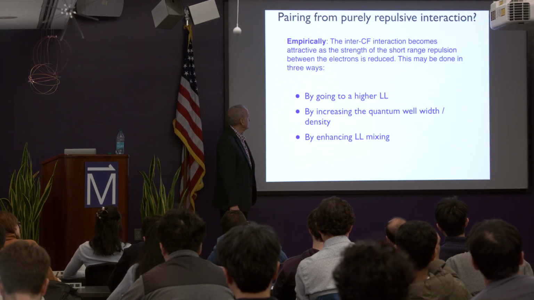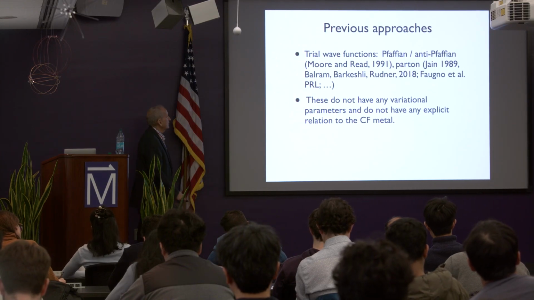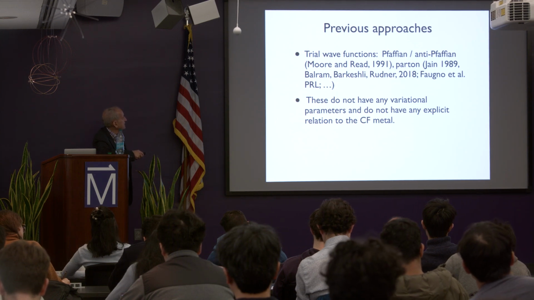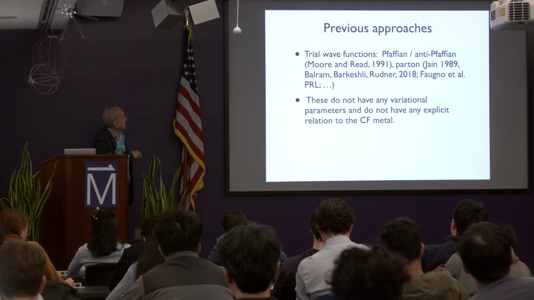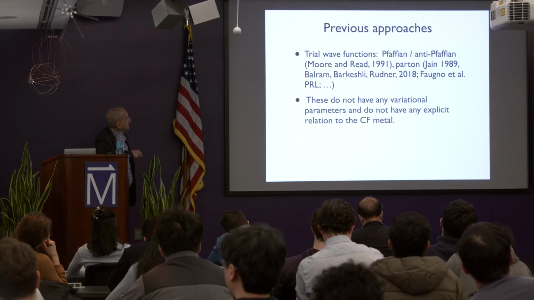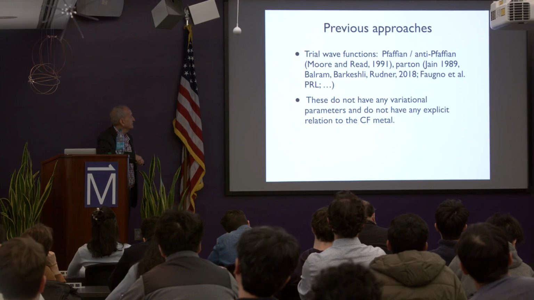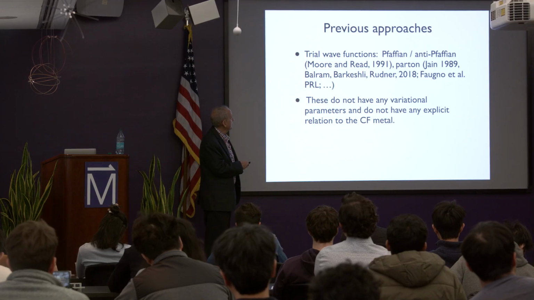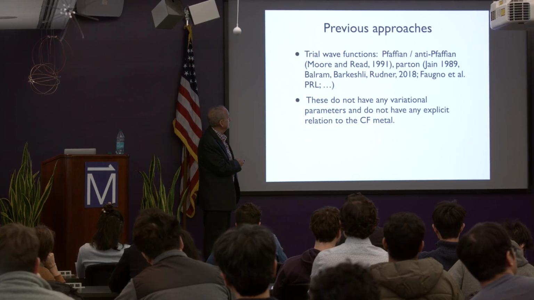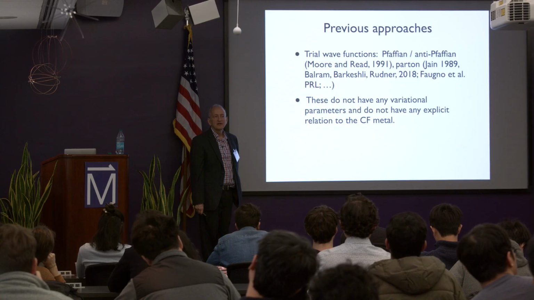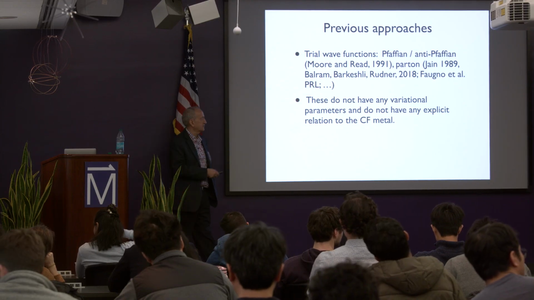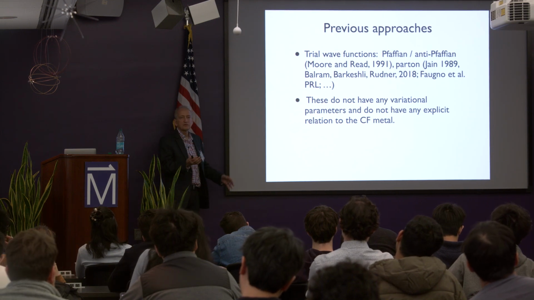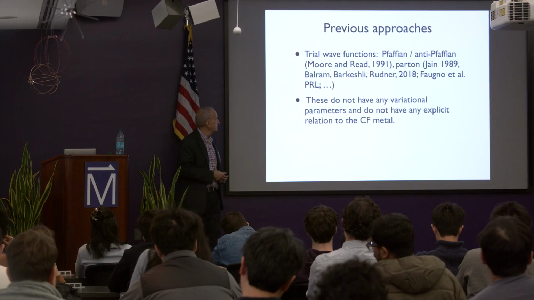So let me show you how. Also, let me say there are some previous approaches. There is, of course, the Pfaffian and anti-Pfaffian wave functions of Moore and Read. I had constructed some wave functions which go by the name Parton wave functions, and it turns out many of them describe paired states. There has been quite a bit of study of these wave functions. I find one thing unsatisfactory about them, which is that they are not variational wave functions, so we don't know how to improve upon them.